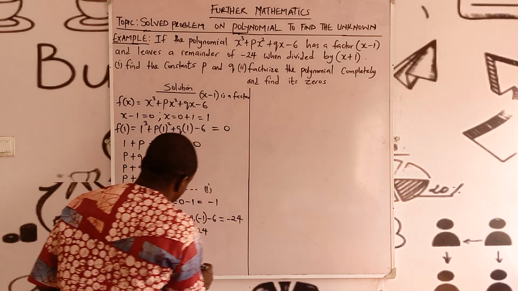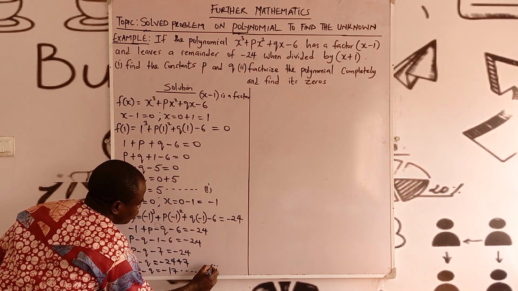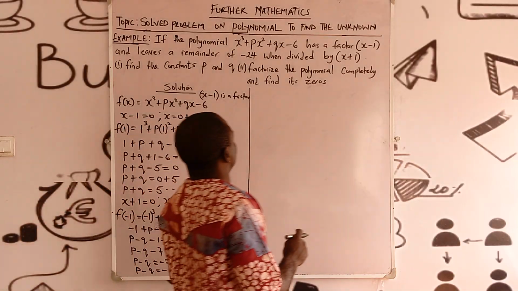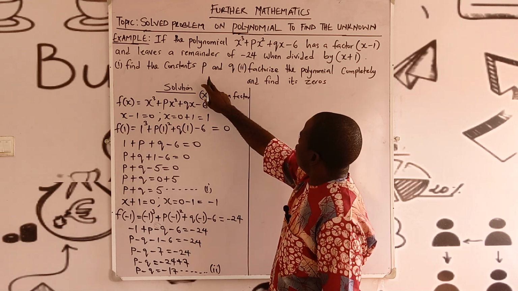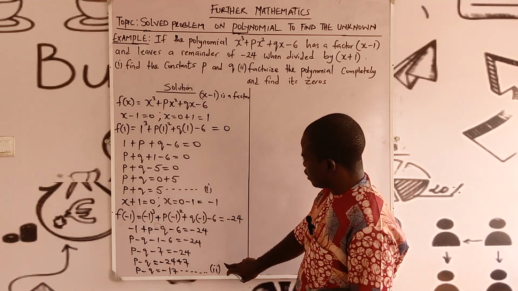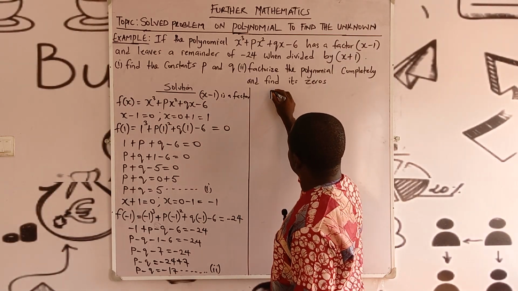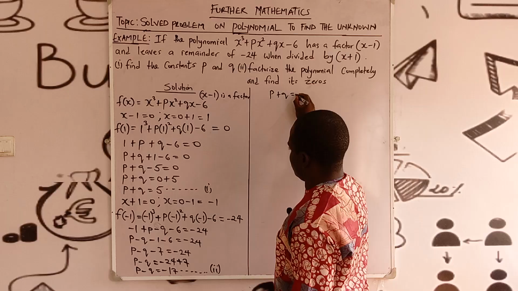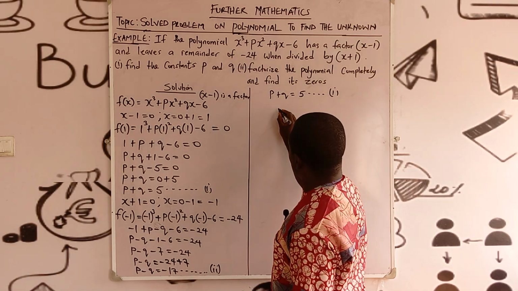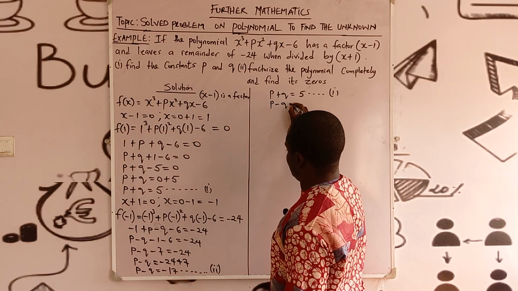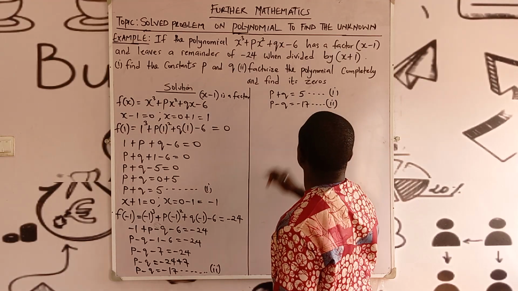Now this is our equation 2. Now we are looking for p, find the constants p and q. Now let's write this equation together. So I'll say p plus q equals 5, equation 1, and also p minus q equals minus 17, equation 2.